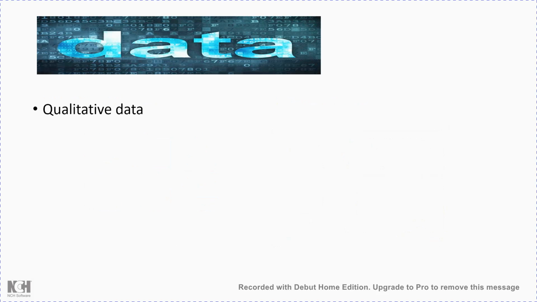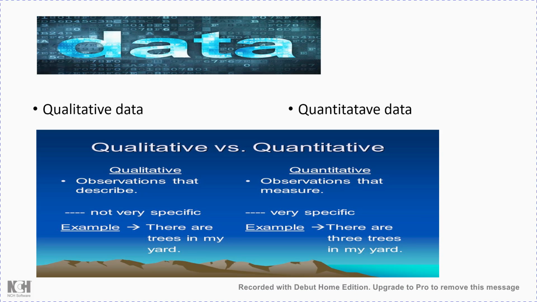Now I'm talking about the data. Data refers to the raw facts and pieces of information that are usually entered into the computer system by the user. The two types of data are qualitative data and quantitative data. Qualitative data is data represented in word or text form, and quantitative data is data represented in numerical form.